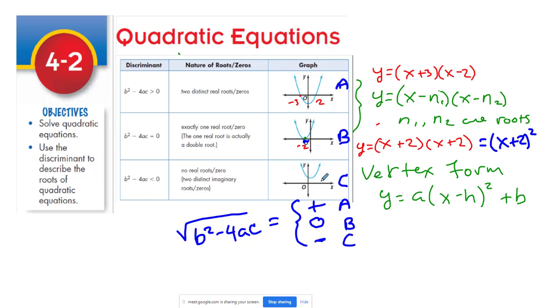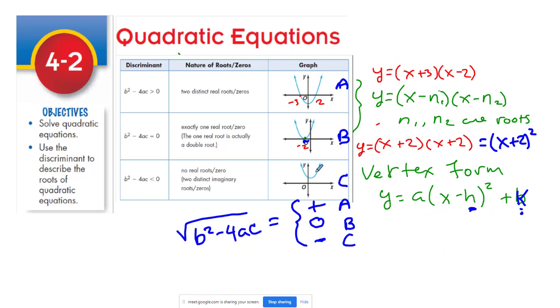There's no place where it crosses the x-axis. And this is the one where if we need to do an equation of it, we're going to have to use a little bit of a different method called the vertex form. What we're going to do is take the coordinates of the vertex, which should really be a k probably. That's the h and the k that goes with the coordinates of the vertex.